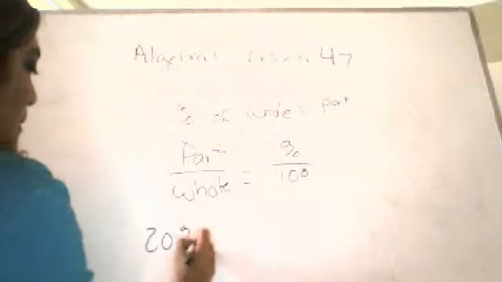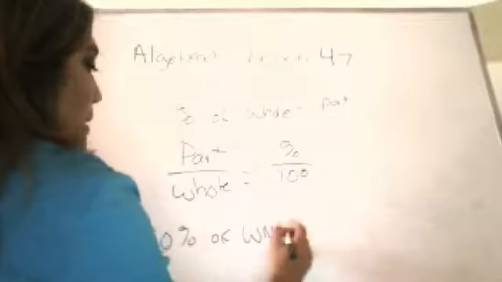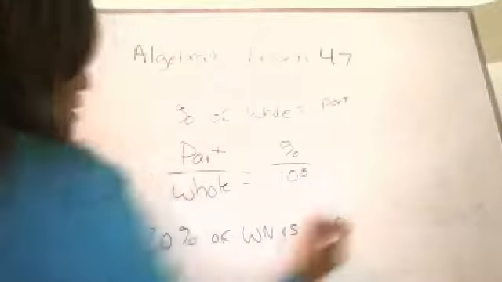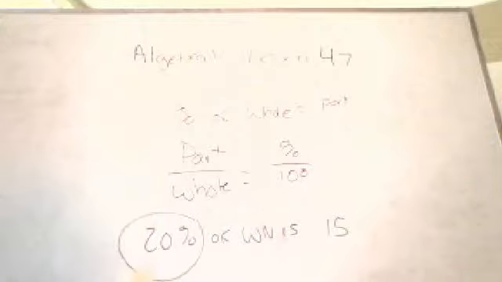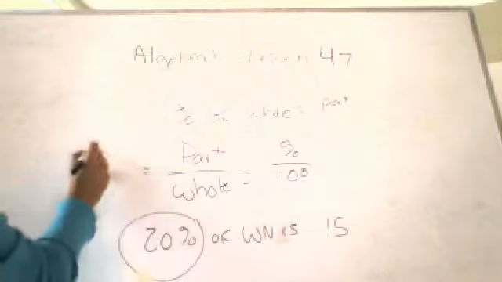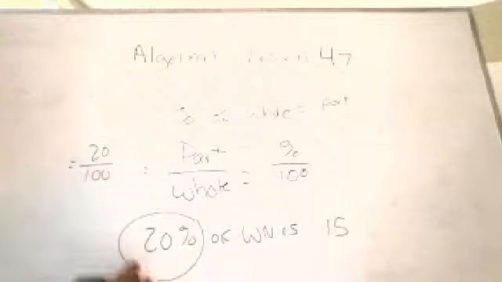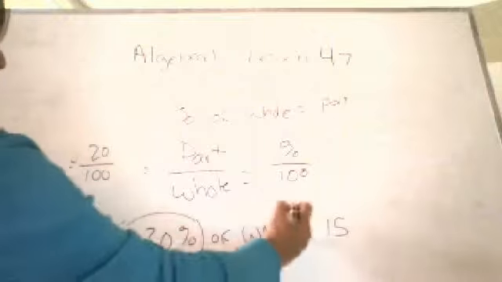Okay, it says 20% of what number is 15? So let's identify our parts here. There's my real percentage, right? So if I use this example, I'm going to write it over here. I'm going to put 20 here over 100 equals, of what number is equal.